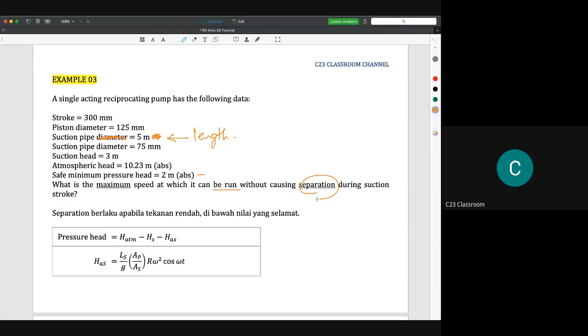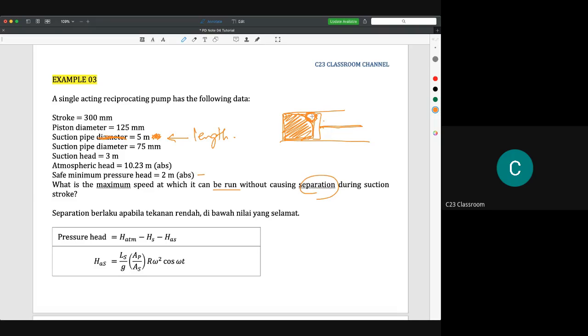So the word separation here is actually when the bubble or the empty space starts to appear or exist in the piston. I think you could imagine we have a piston pump here. If the piston is pulled at high speed, very fast, you will find that there will be an empty space, meaning a vacuum or a space where the liquid is not entering the piston. So this is what we call the separation.